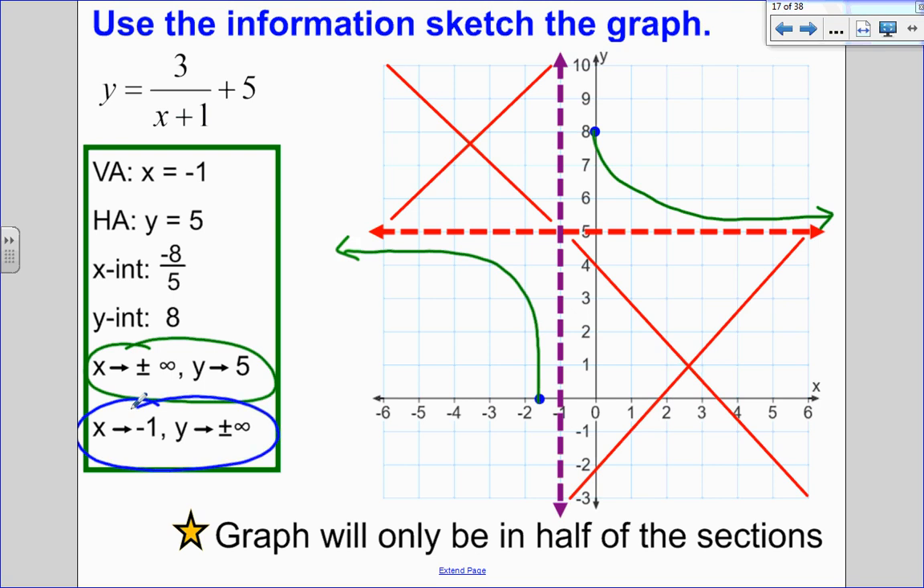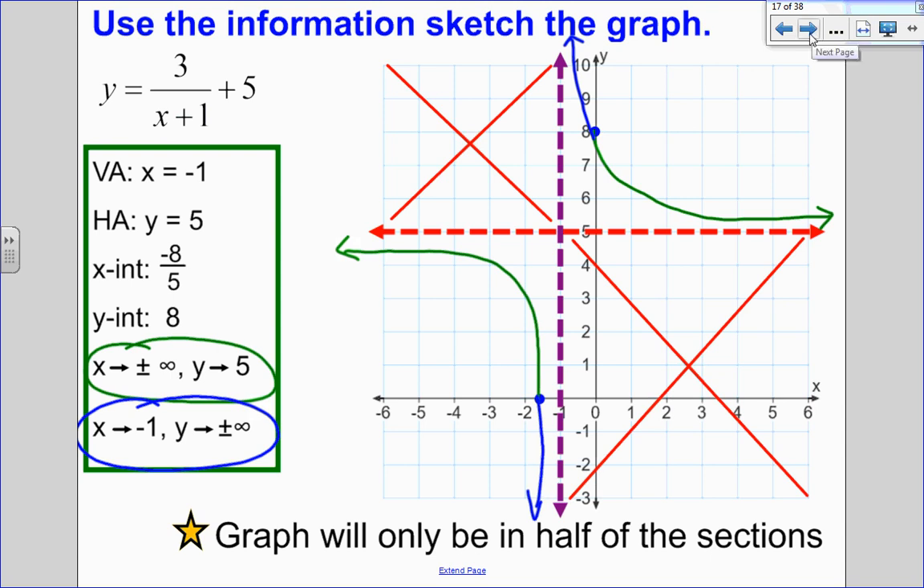As x approaches the vertical asymptote, y will approach positive and negative infinity. So my vertical asymptote there in purple. Here it's going to go up to positive infinity, and down here, it's going to go to negative infinity. So using all of that information, I don't even need to put this into my graphing calculator.